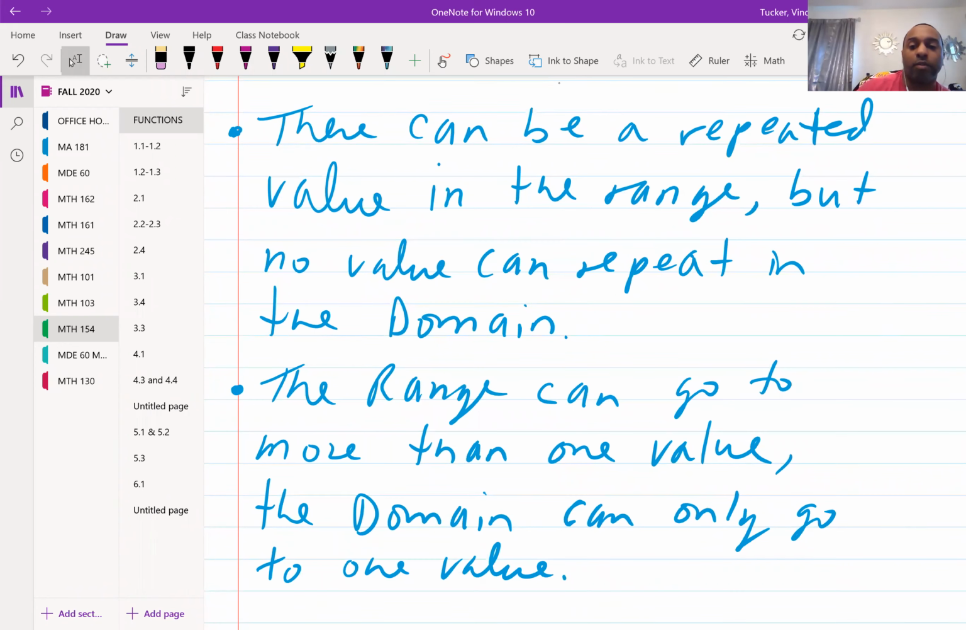And then the next statement, the range can go to more than one value, domain can only go to one value. There's other ways of looking at how you can determine whether you have a function or not.